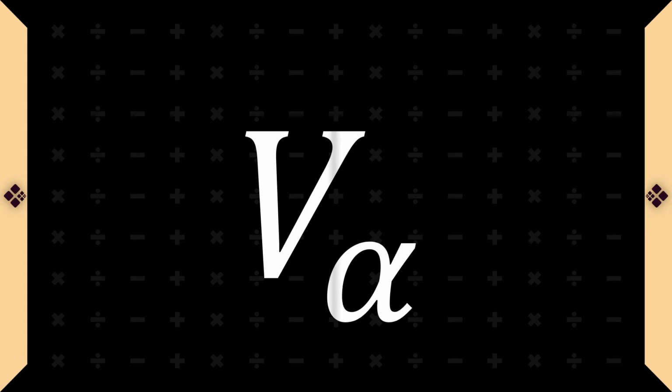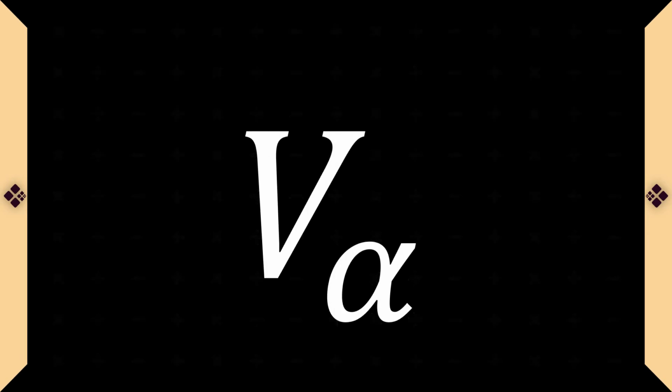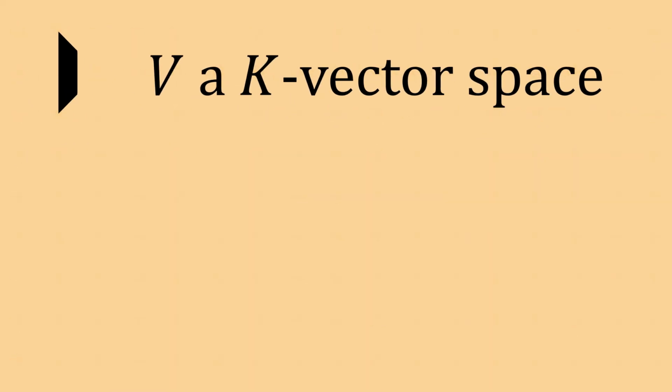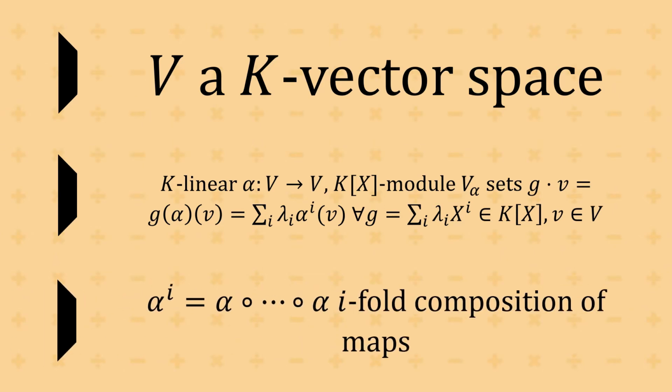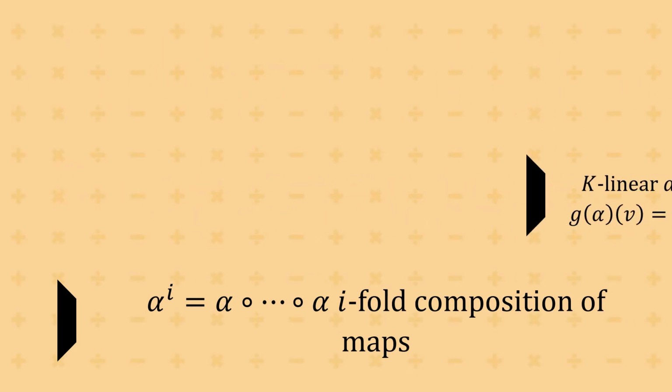Now, let's define a type of K[x]-module called V_alpha. Let V be a K vector space. Then, for any K-linear map alpha from V to V, we can turn V into the K[x]-module V_alpha by setting g dot v equal to g of alpha of v for g in K adjoin x and v in V. Note that alpha to the i is the i-fold composition of maps.